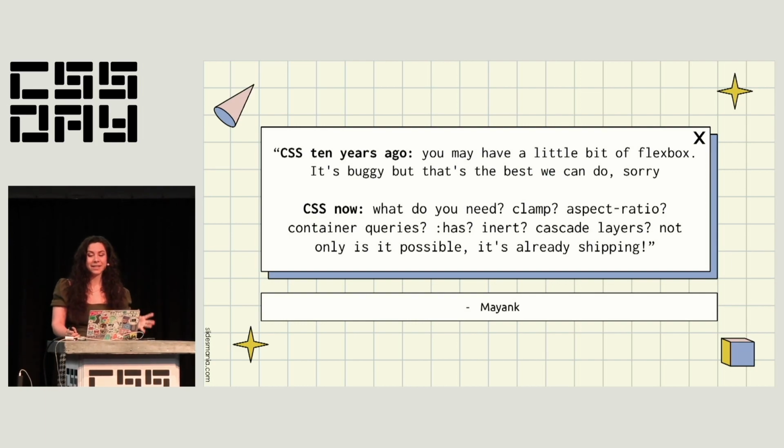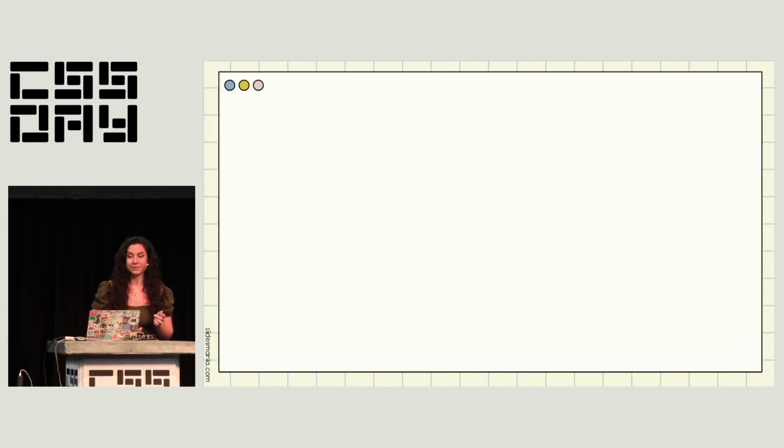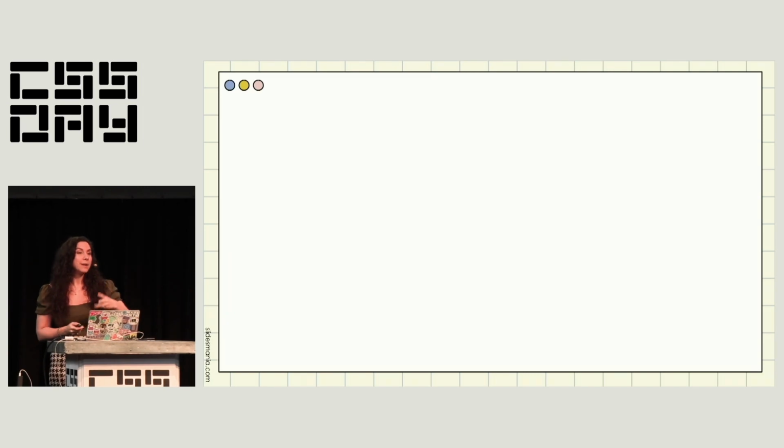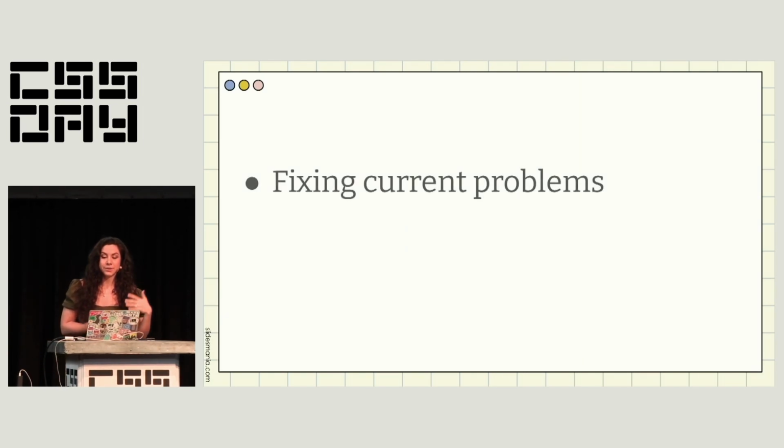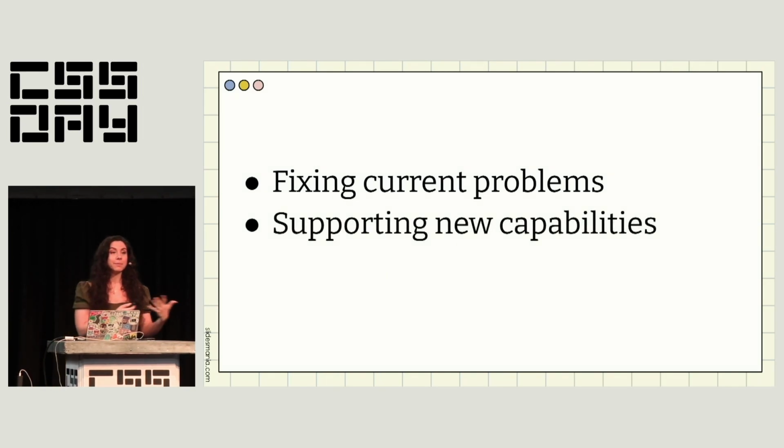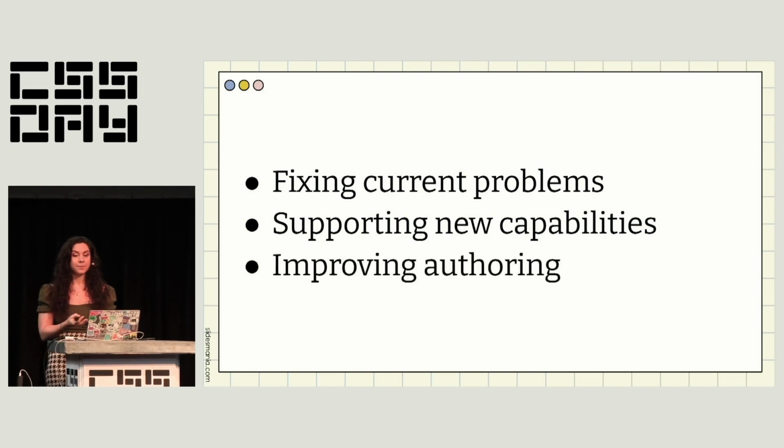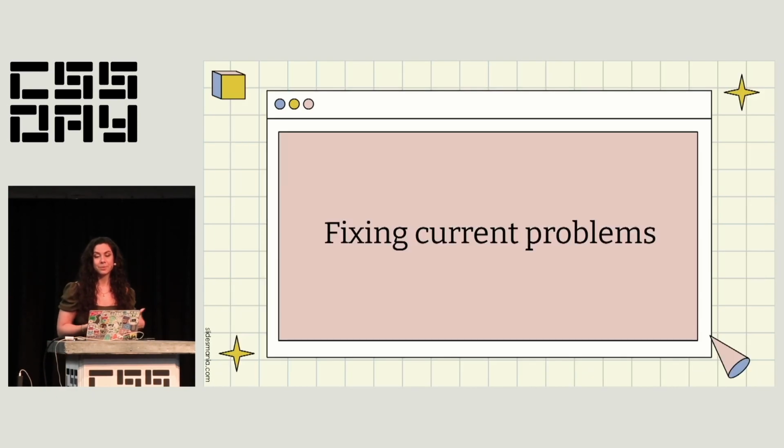So in this talk, I want to take a look at just what's shipped in the last 2.5 years since 2021 in this golden era for web UI. And I'll break this down into 3 primary goals for the web platform. The first is creating new features that fix existing problems and frustrations. The second is innovating new capabilities that aren't currently possible. And the third is improved authoring experience or developer experience. And honestly, there's a lot of overlap between these, but let's start with fixing current problems.